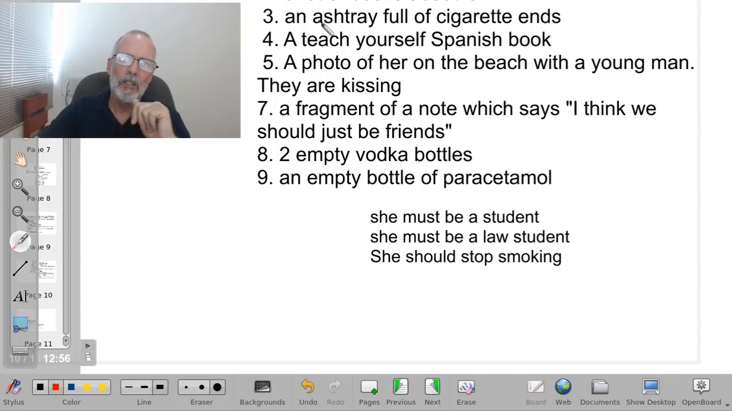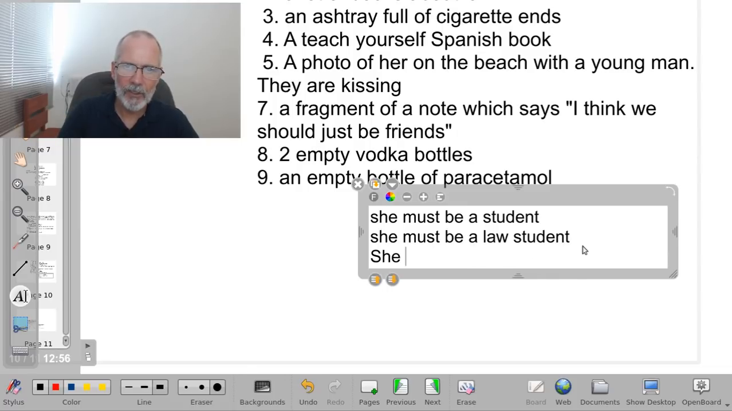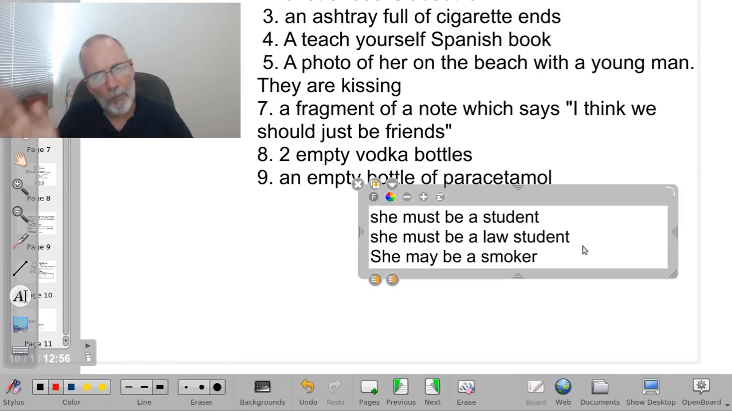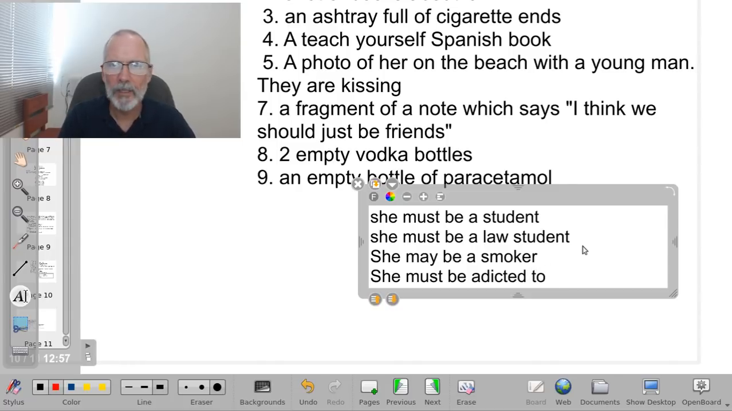If she has an ashtray full of cigarette ends, she may be a smoker. Very good. She may be a smoker, says Vivian. She must be addicted. Yeah, good. Those two are deductions. Vivian says she may be a smoker, which means there's a possibility she's a smoker. Lewis says she must be addicted. Yeah, she must be addicted to cigarettes, I think.